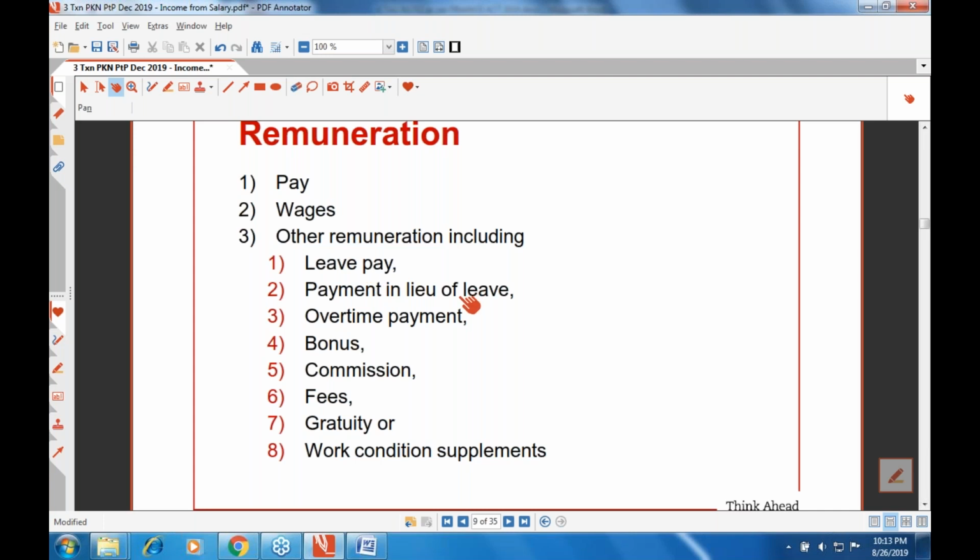Payment in lieu of leave is basically the other way around, leave encashment. Then there are overtime payment, bonus, commission, fee, gratuity, working condition supplement. Now I'm going to discuss number 5 and number 8. What is commission? Think of employees of a bank, employees of the sales department of any organization, or insurance agents. In addition to the salary, they also get commission. Number 2, work condition supplements.